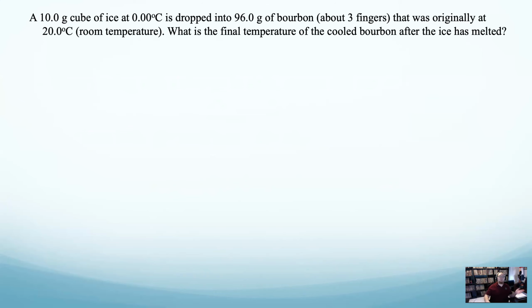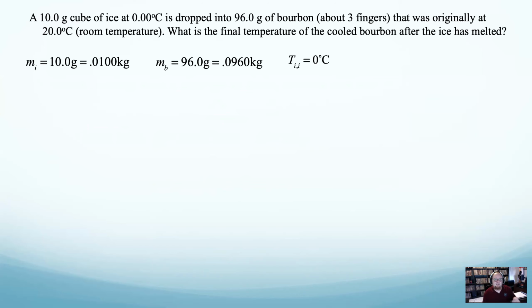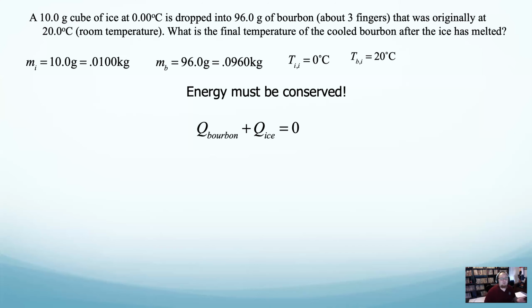What I would do is I would say, first off, SI units. 10 grams of ice, 0.01 kilograms. 96 grams of bourbon, 0.096 kilograms. And I'll say the ice started at 0 degrees. The bourbon started at 20. And what I know is energy must be conserved. Energy cannot be created or destroyed. That means Q total is 0. The energy the bourbon lost plus the energy the ice gained must be 0.